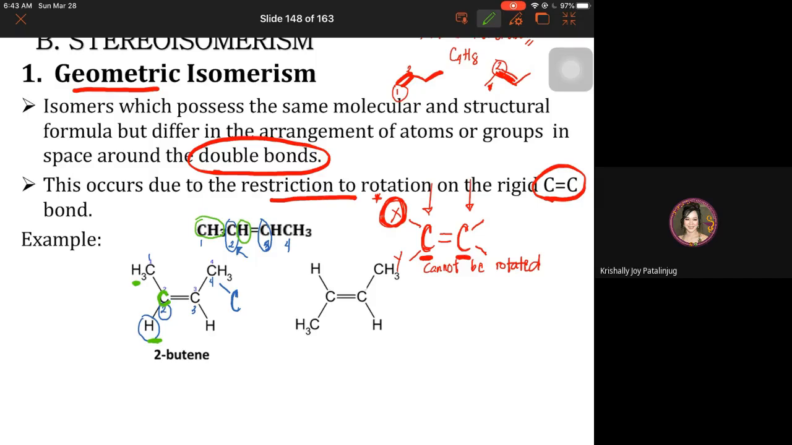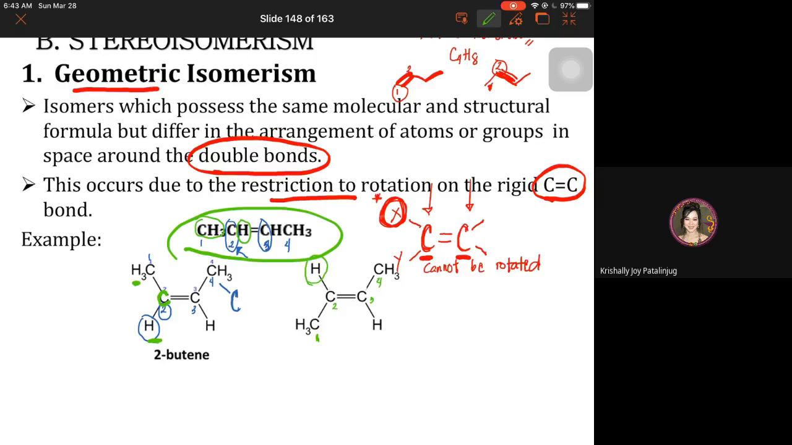Tingnan ngayon, okay? Yung hydrogen nasa taas na. Yung methyl group, which is the carbon one, nasa baba naman. But still, try to check the name of the molecule. This is still 2-butene. Ito lang pa rin yun. Okay? So they actually have the same molecular formula. But look at the three-dimensional arrangement of atoms in space.